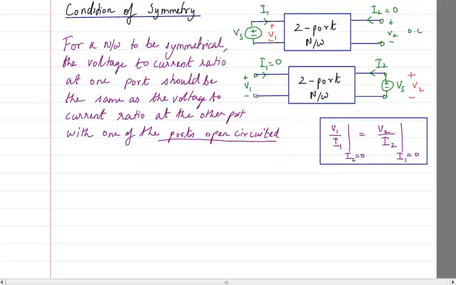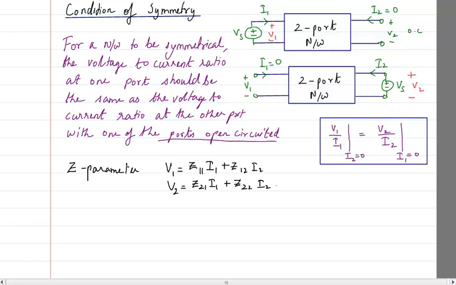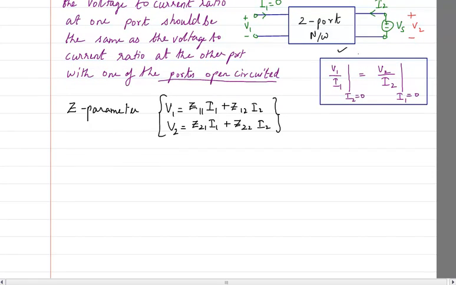So let us do it. The Z parameter is given by the equation we all know, V1 is equal to Z11 I1 plus Z12 I2. Remember, you have to remember this equation by heart. Z21 I1 plus Z22 I2. So now we have got this set of equations, which is the Z parameter equation. And now first I have to find out the first quantity, which is the left hand side: V1 by I1 with I2 is equal to 0. This is what I want to first find.